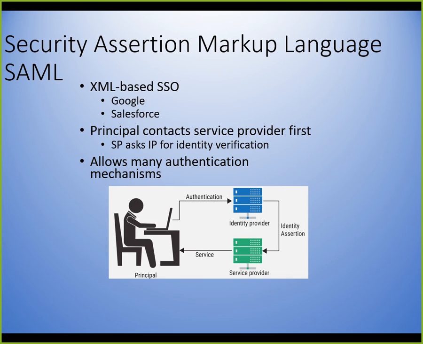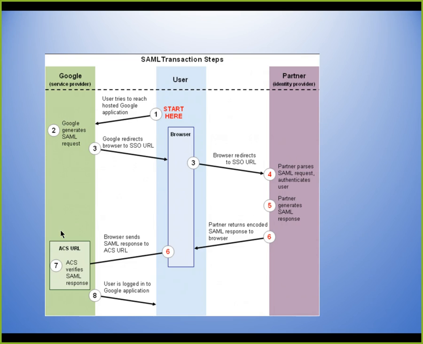It allows multiple authentication mechanisms to get there. This one says authentication to the identity provider and then the identity assertion to the service provider. Kind of what happens here, Google would be the service provider. So we start here with the user. The user tries to reach a hosted Google application. Google redirects the browser to the SSO URL, the single sign-on URL. The browser then redirects to the SSO URL.